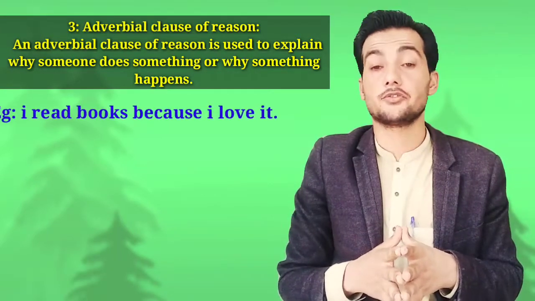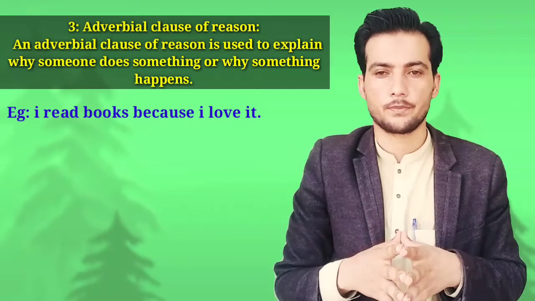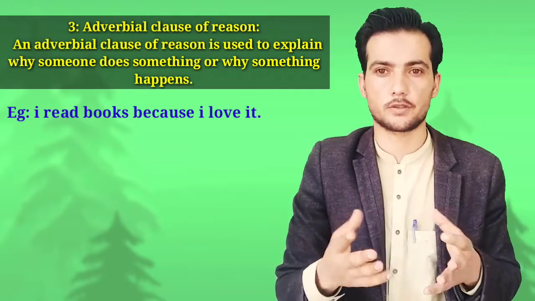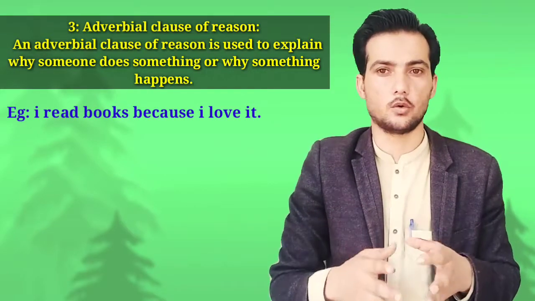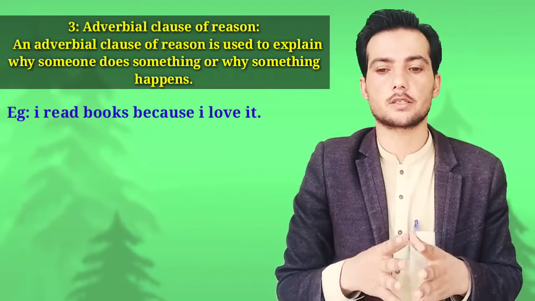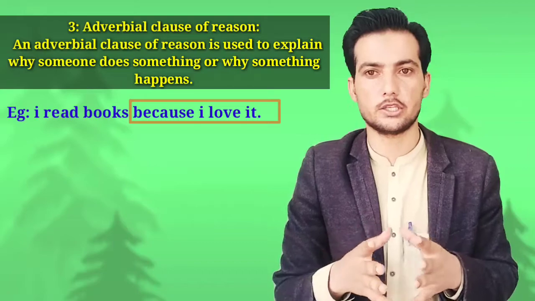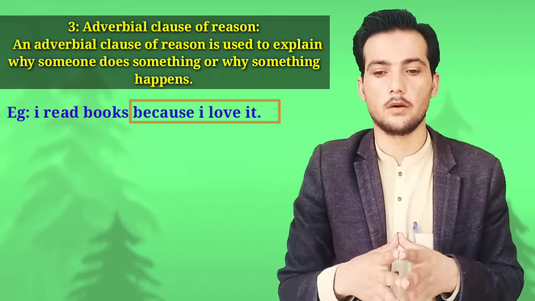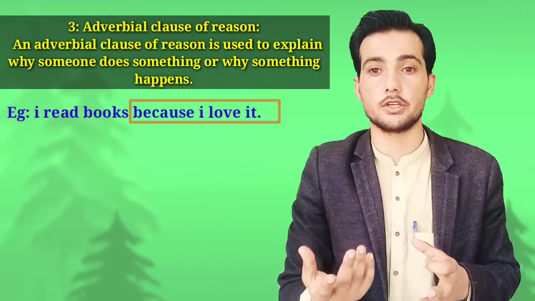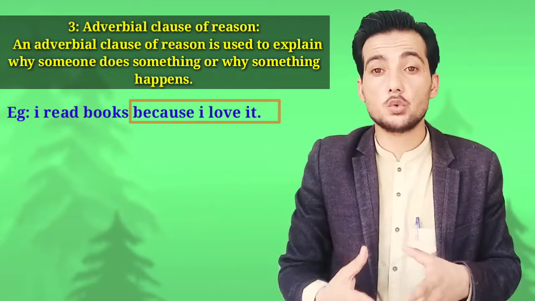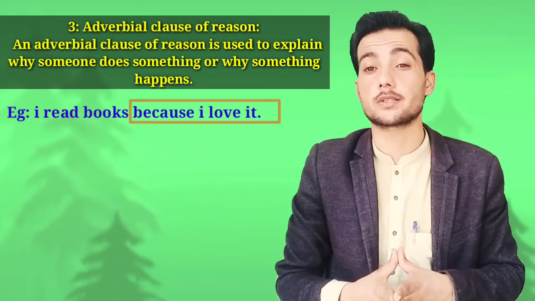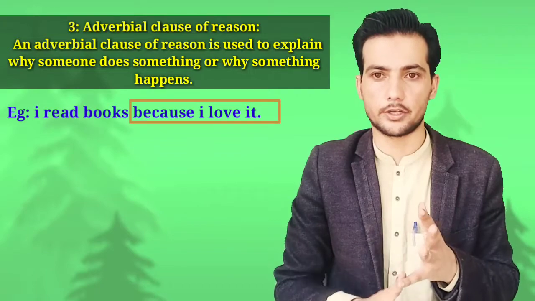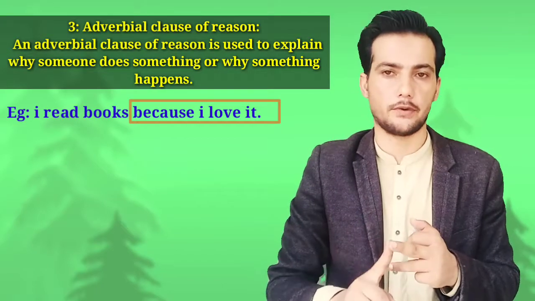For example, I read books because I love it. If you analyze this sentence, it consists of two clauses. I read books, this is the main clause, because it can stand alone as a sentence. And after that, because I love it: because is a subordinating conjunction, I is a subject, and love is a verb. So it gives us the reason. I read books. Why do I read books? The reason is because I love it. So that is why it is an adverbial clause of reason.